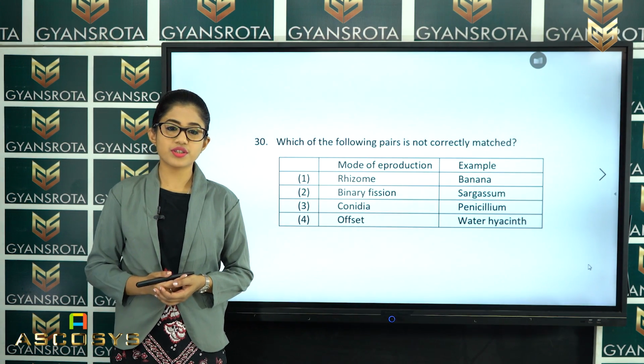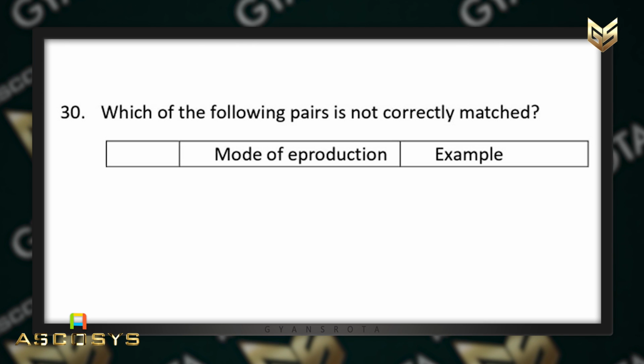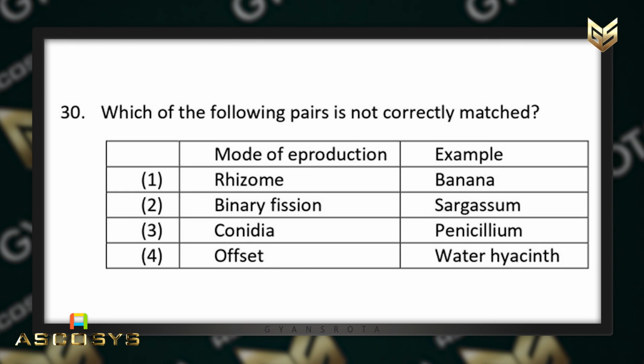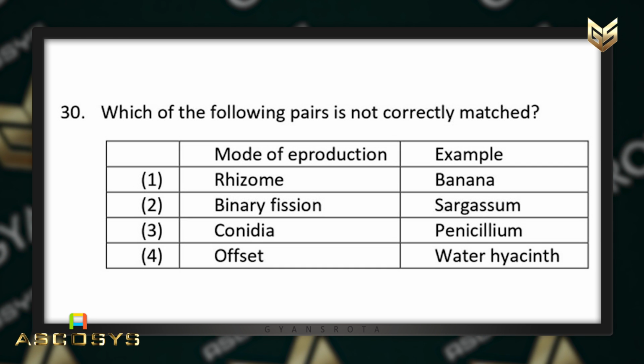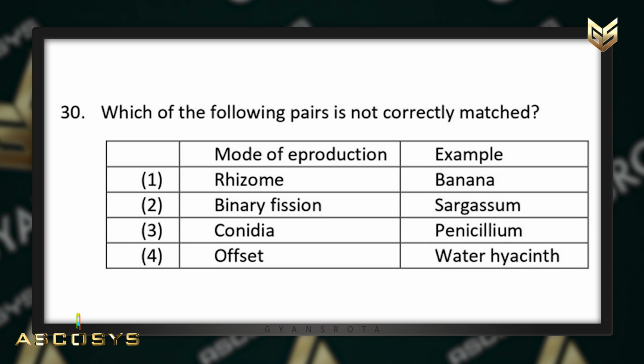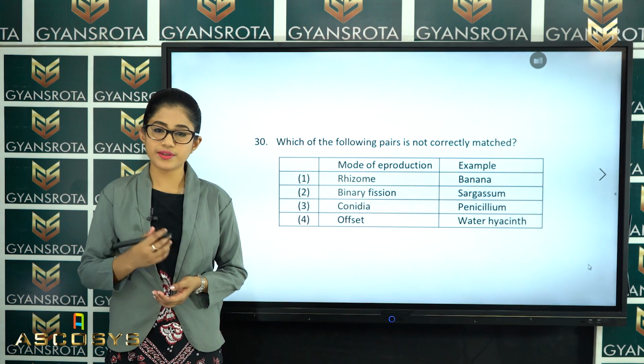Now, the next question is question number 30. Which of the following pairs is not correctly matched? So, in the first column the modes of reproduction are given, and in the second column the examples are given. The first is rhizome, the example is banana, that is correctly matched. Second is binary fission and the example given is sargassum, that is not correctly matched. And the third is conidia, the example is penicillium, and the fourth is offset, the example is water hyacinth, that is also correct, used by plants for the reproduction process.